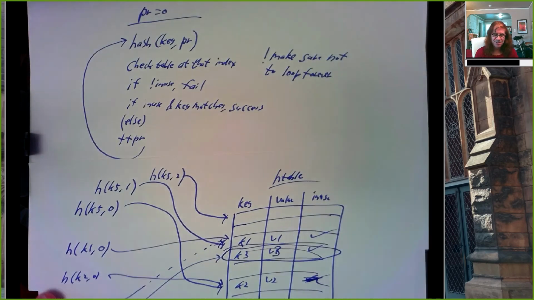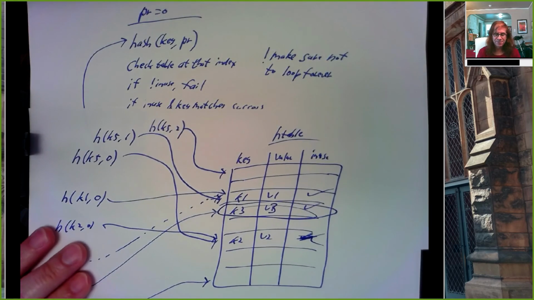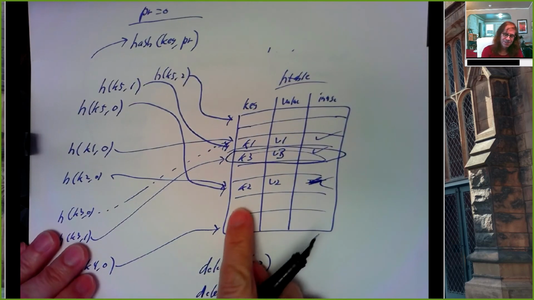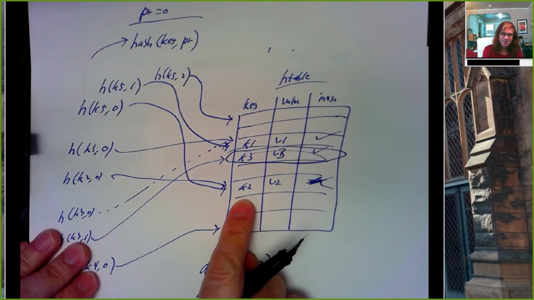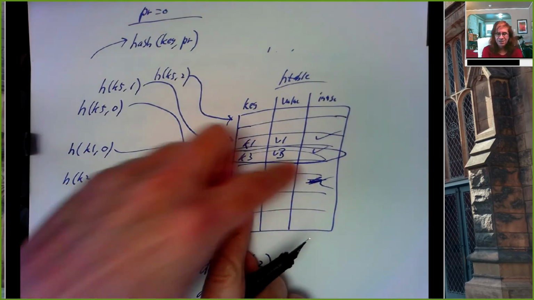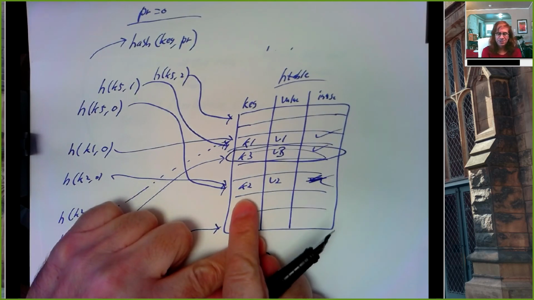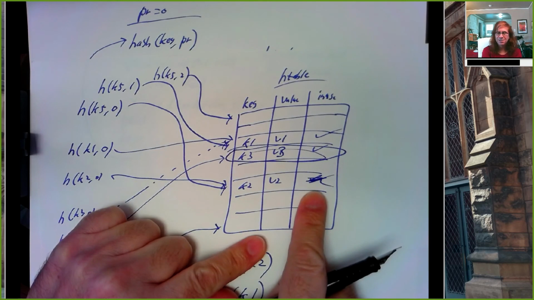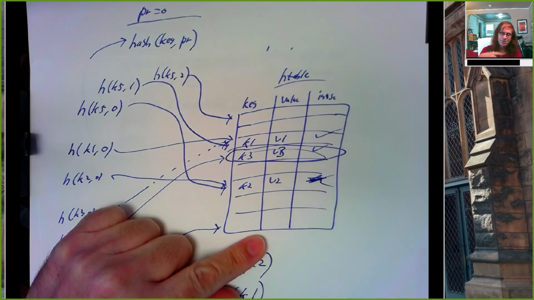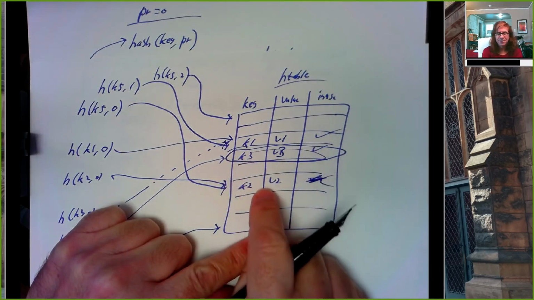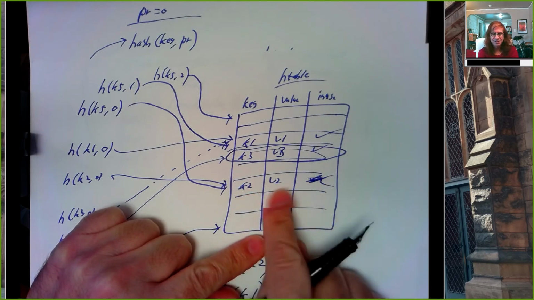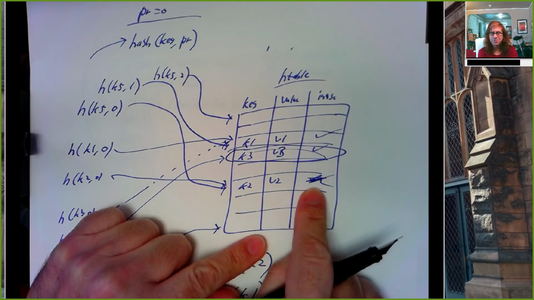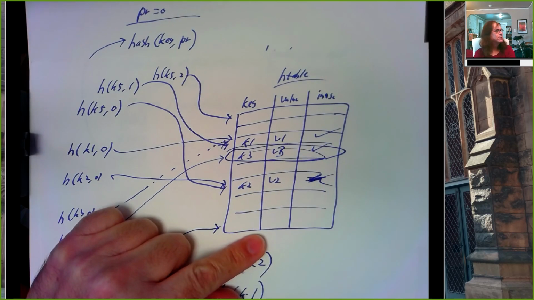And if I delete something, I have to find it first. So to delete key 2, I hash key 2, find its index, make sure that's in use, and make sure the key is the one I want to delete. And if it is, clear the in-use flag. If not, rehash, check again. Keep doing that till either you find a node that's not in use, which means you're trying to delete something that's not there, or you find a node.